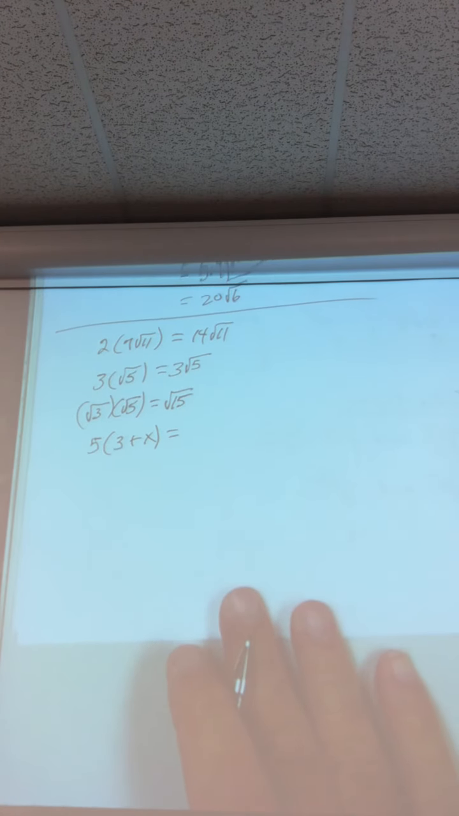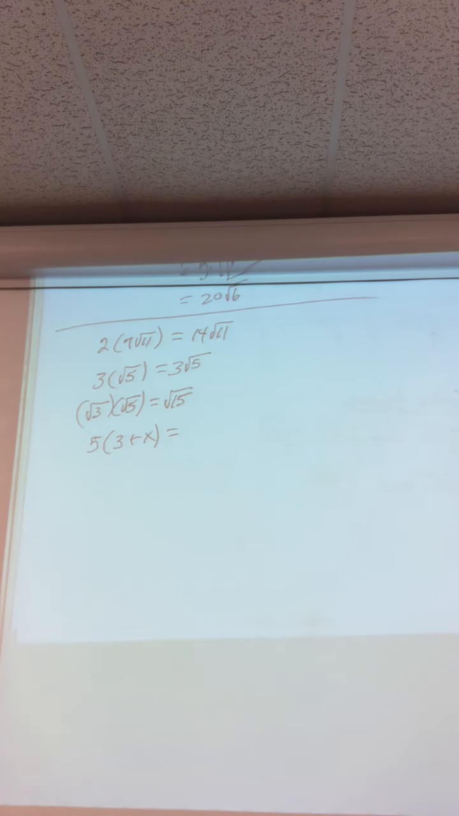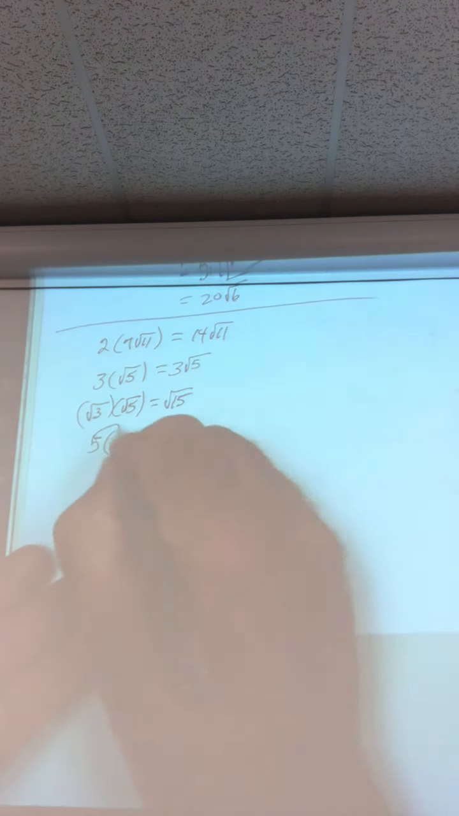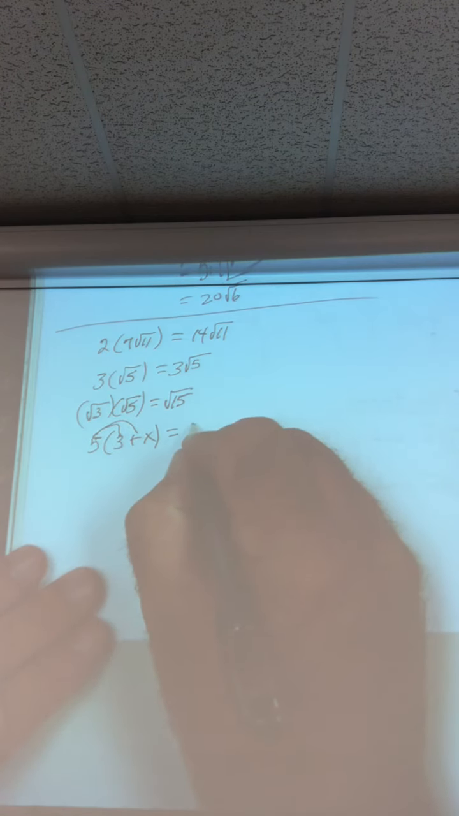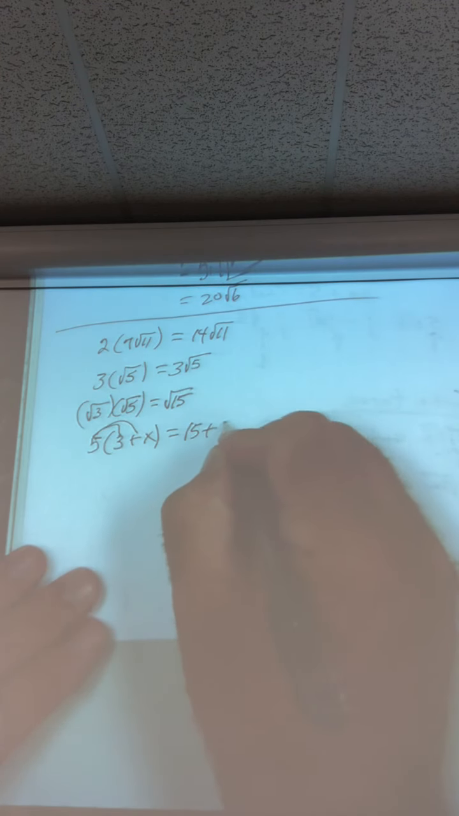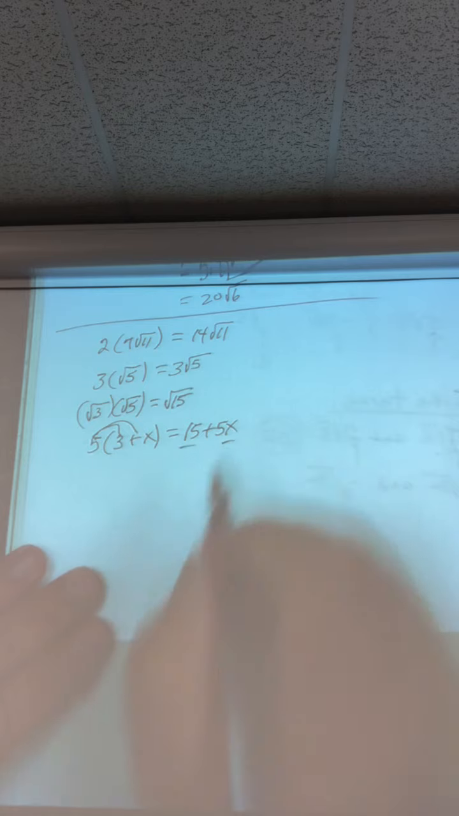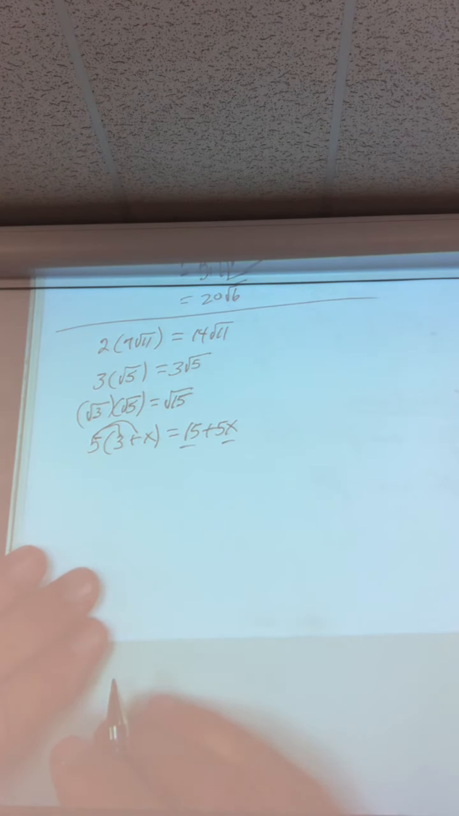If I multiply 5 times 3 plus x, what is this called when you multiply this? What property? Yes, it's the distributive property. So this would be 15 plus 5x. Now, you can't add that together because they're unlike terms.